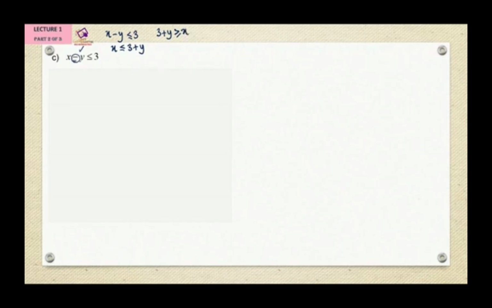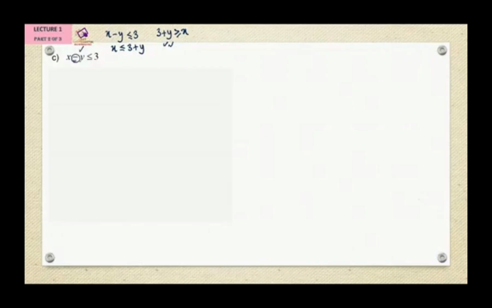Please avoid careless mistakes. Okay, student. So now you have the new inequality, which is 3 plus y greater than or equal to x. Here you can see that your y is on the left-hand side and your y is positive. Since we have 3 plus y greater than or equal to x, the second thing we can identify is whether this is a broken line or solid line, and whether this is the upper or lower region.